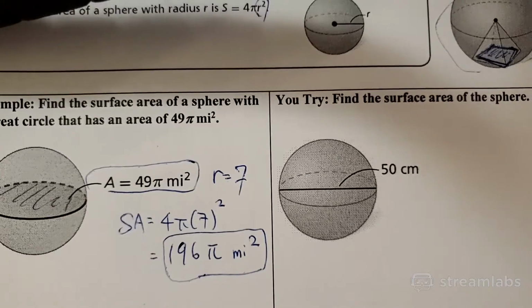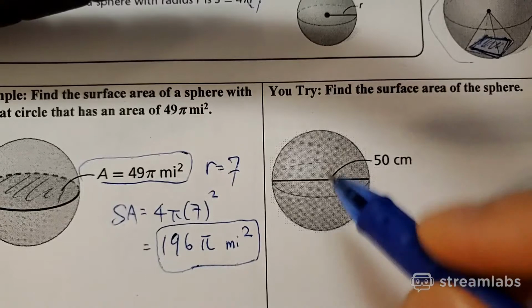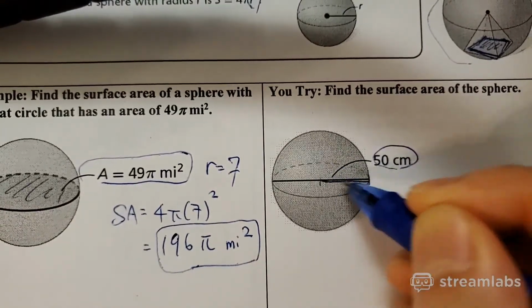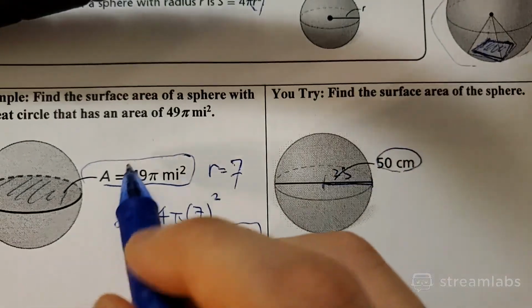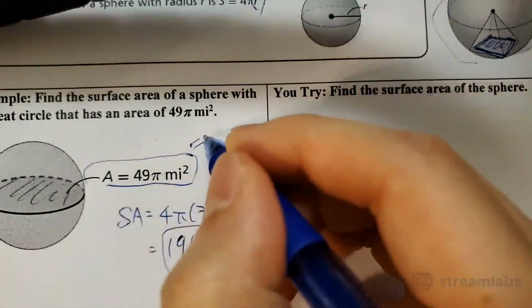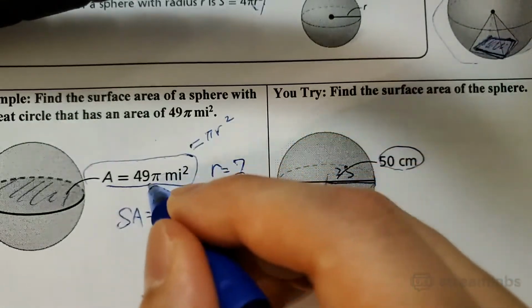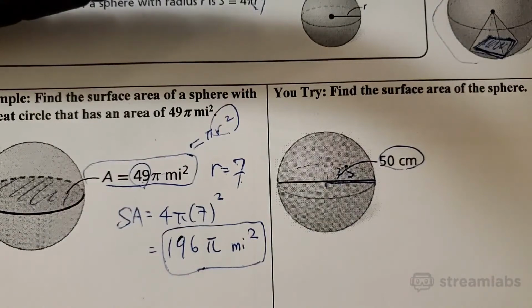Right side. Find the surface area of a sphere. Let's just do this one together because this is a short process. They say this is 50 centimeters, so this radius will be 25, half, right? By the way, if you don't know what this was about, this one is because area of a circle is pi r squared, right? So r squared needed to be 49, so r needs to be 7. Okay?